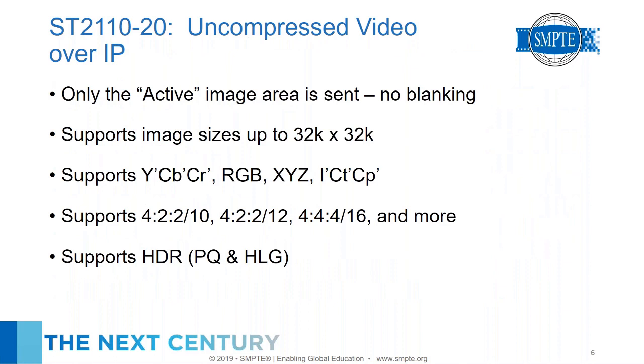SMPTE 2110-20 is about uncompressed video, and so it says how to form an IP flow that contains active image area. So in the old days when there were CRTs, we had to leave time for the retrace and the vertical blanking and so forth, but hopefully CRTs are mostly behind us now, and so in the new standards we're not sending blanking samples. We only send the active image area, so the 1920 by 1080 or the 2160 by 3840 active image. We don't send all the samples that don't contain video.